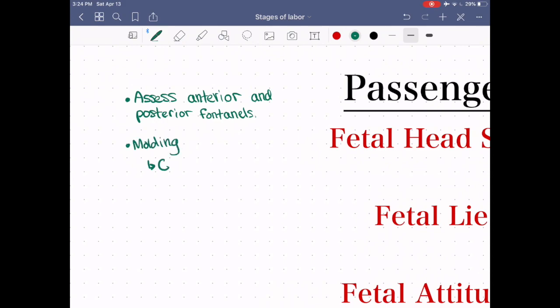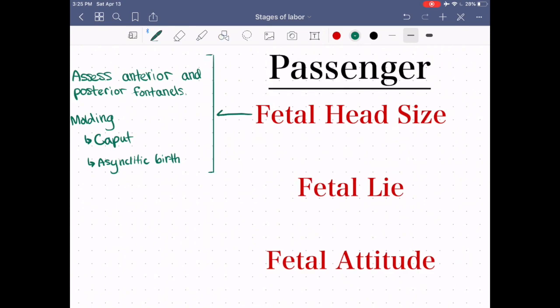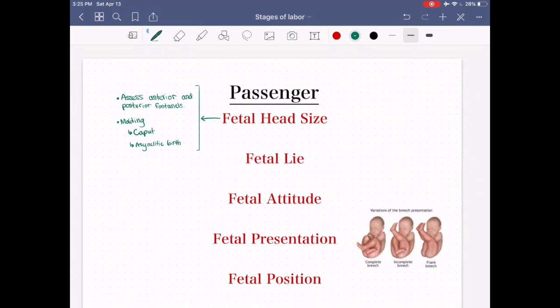So if it's caput, asynclitic birth. Caput is when we're going to have serosanguinous fluid in the baby's head, so it's going to cause swelling, and that's usually due to a vaginal birth. It is completely normal. It's common to be seen in vaginal births, and it does correct itself within the first few days after delivery. And then an asynclitic birth is when the baby comes out at an angle, so it has that serosanguinous fluid. It's just disproportionate. It's not even around the fontanelles. It might be on the left side versus the right, or vice versa.